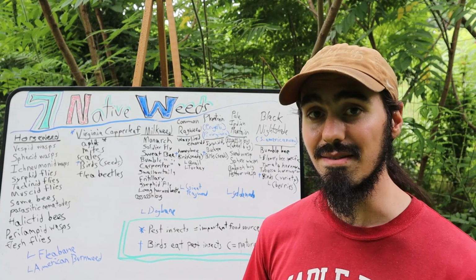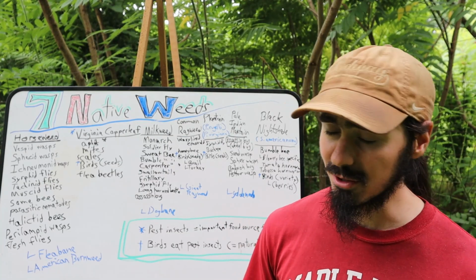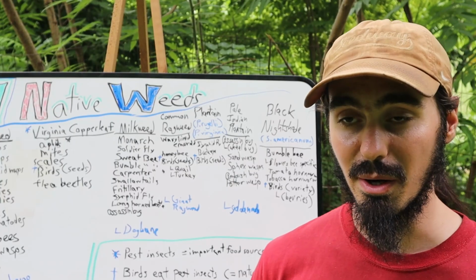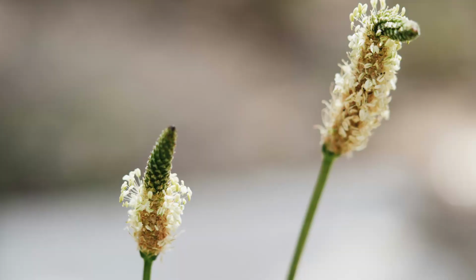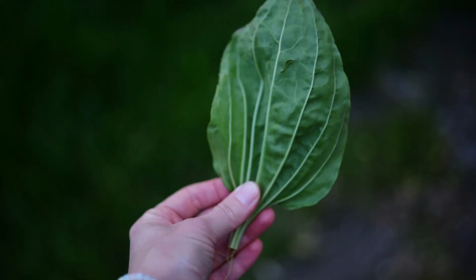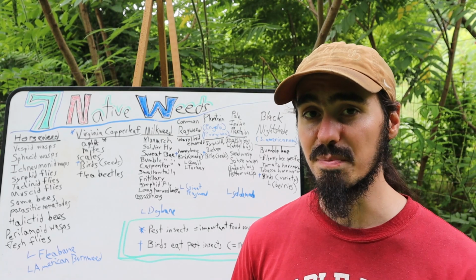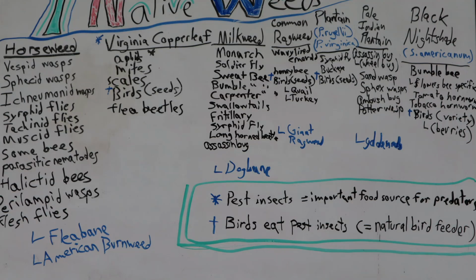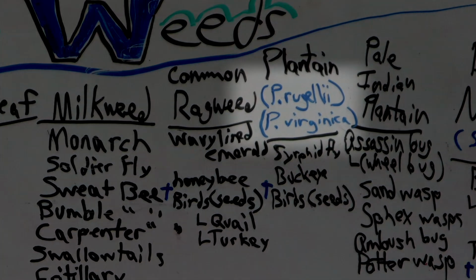Next up we have plantain. And I'm not talking about the banana kind, I'm talking about the common weed. So there are two prominent species that are not native. We have English plantain, or Plantago lanceolata, and then we have the common plantain, which is also called the Plantago major. But we also have at least two species that are native, the Plantago regelii and the Plantago virginica.